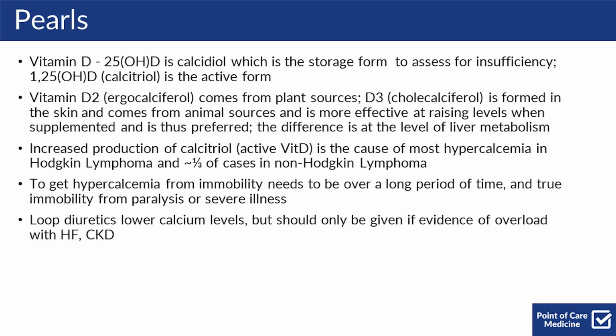When it comes to vitamin D-mediated processes, you should be checking 25-OHD, which is calcidiol. That's the storage form, and that's the one we use really to assess for insufficiency. When it comes to looking for the causes of hypercalcemia, you need to be looking at 1,25-OHD, which is calcitriol. And that's the active form. This can get kind of confusing, but essentially just remember 1,25 calcitriol, that's the one you need to be looking for if you're looking for a source of the hypercalcemia.